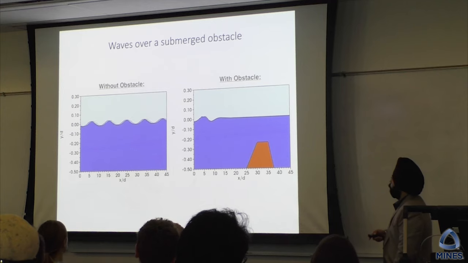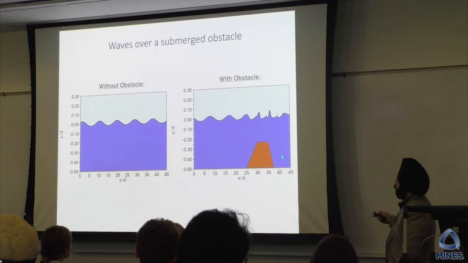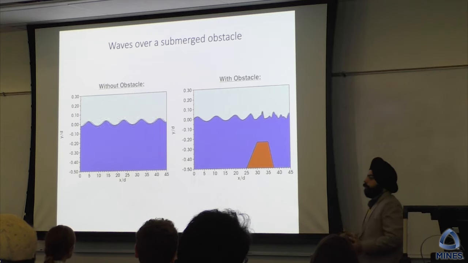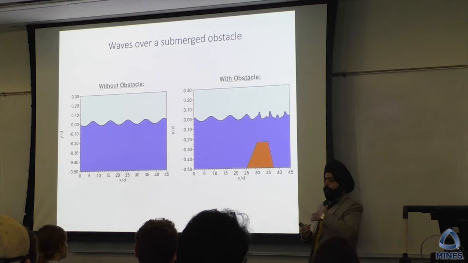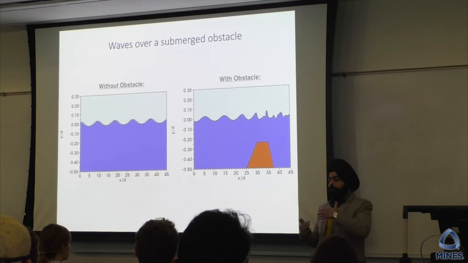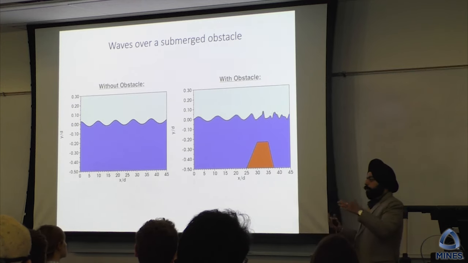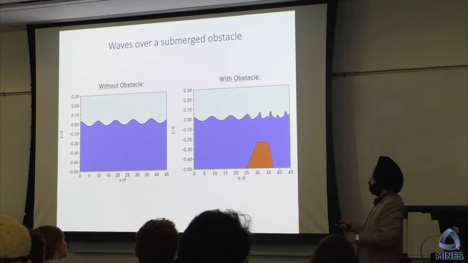But when you have a submerged body, the depth of the water decreases, and this causes waves to bunch up. This is the same effect you see with water waves coming to your shore, where they become steep and they break. That's the same effect.